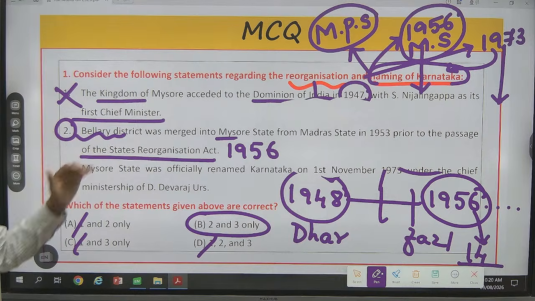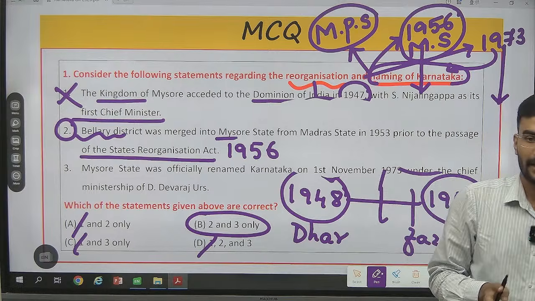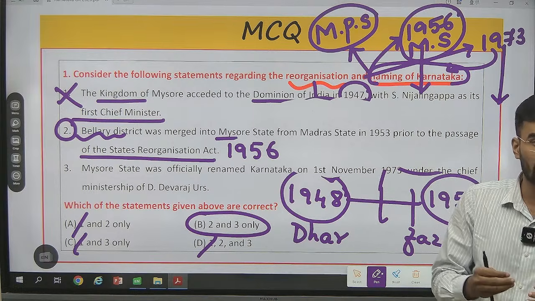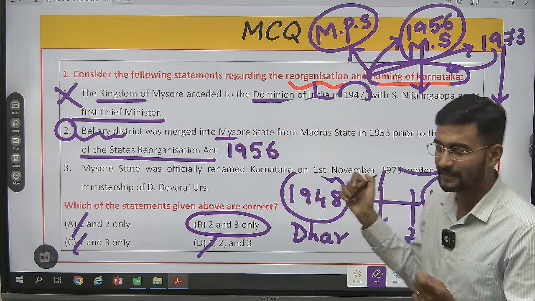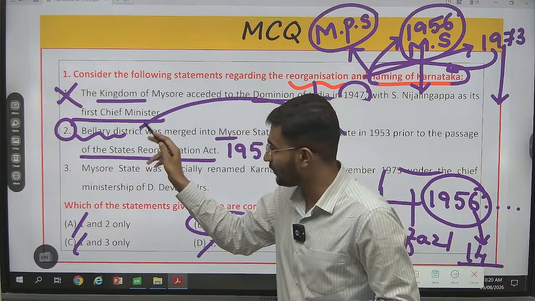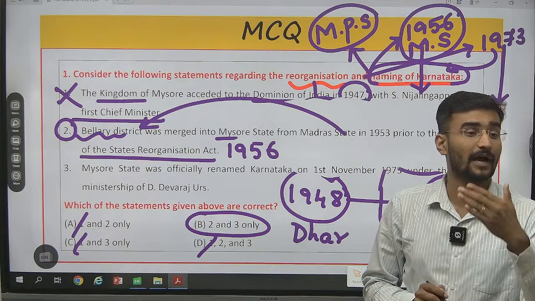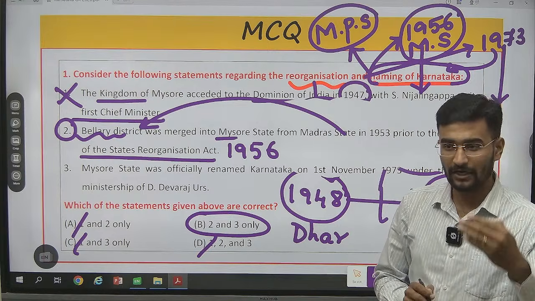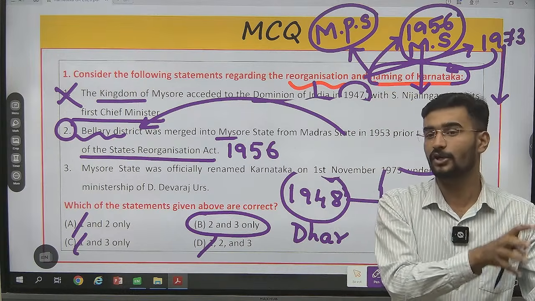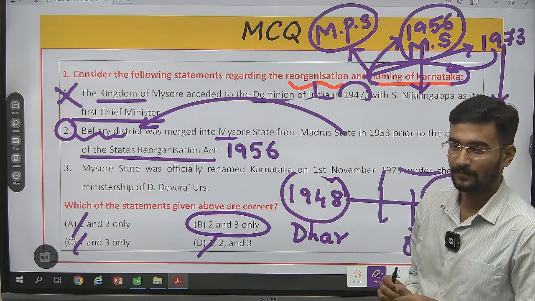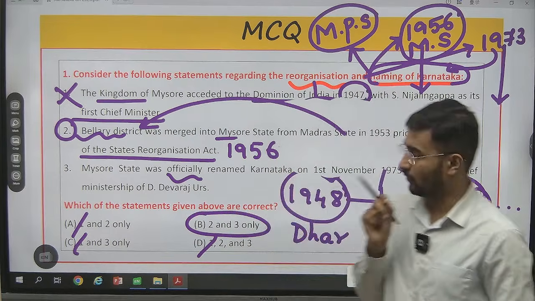But here the question is, Ballari was not earlier a part of the Mysuru princely state. It was under the authority of which presidency? Madras presidency. Now from this Madras presidency, when did we release Ballari? In the year 1953, when the creation of Andhra Pradesh took place, Ballari was disintegrated and merged into which one? The Mysuru state.